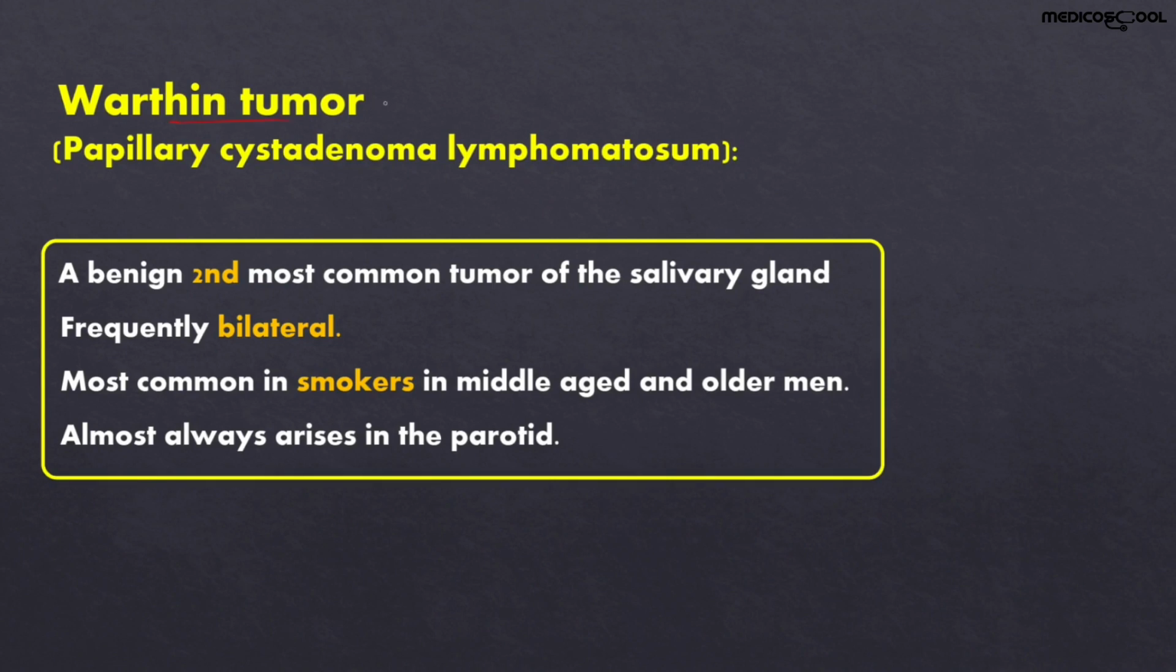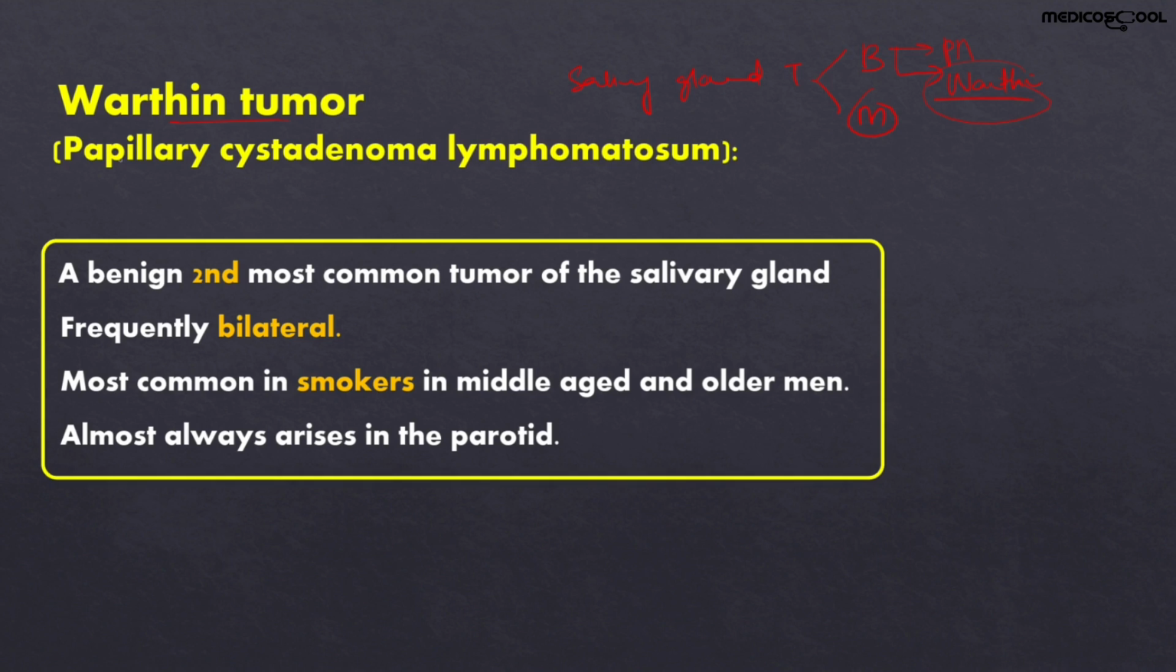So we have already discussed that salivary gland tumors are classified into two types, the benign and the malignant. The benign tumors consist of two important ones: the pleomorphic adenoma, and the second most important one, the Warthin tumor. So today we are going to study about this Warthin tumor.